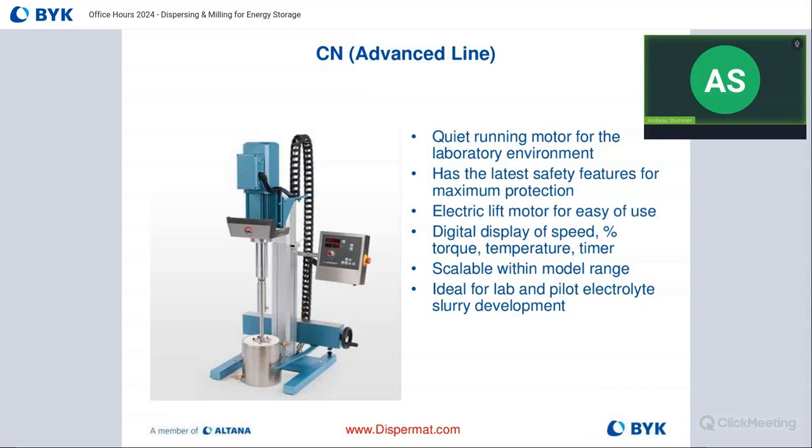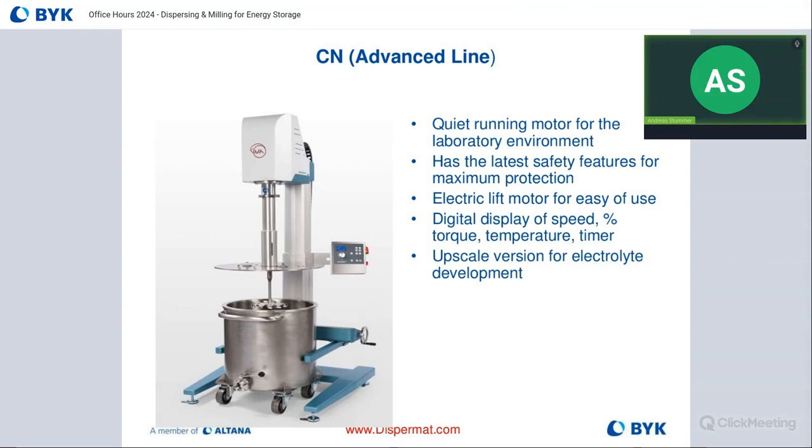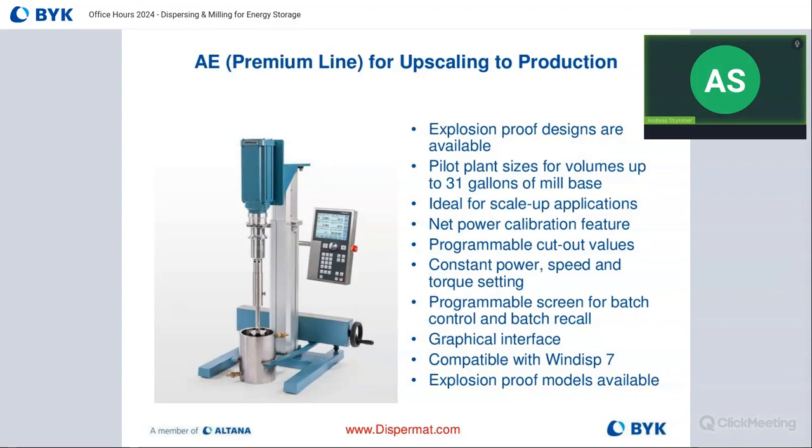Then we have the CN. This was the model earlier I showed you, where we processed the cathode. Just a basic machine. It also has the ability to put on all these different attachments. And then we can go pilot scale in the same model range, in the CN range. Again, very simple, high quality build, giving you excellent performance for larger volumes.